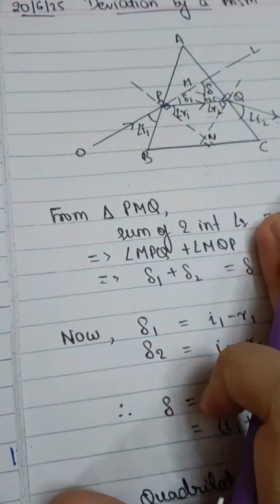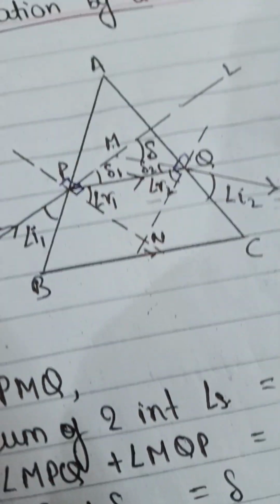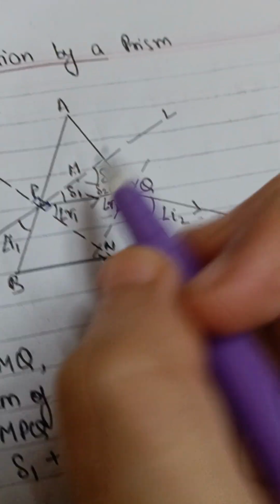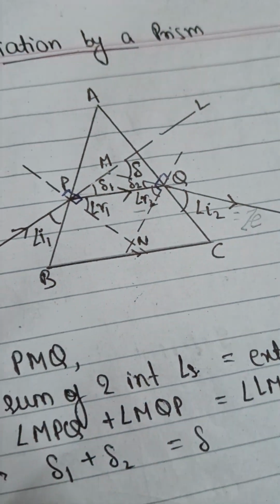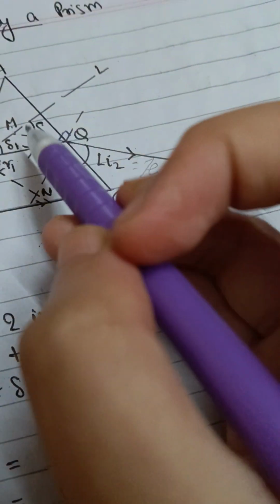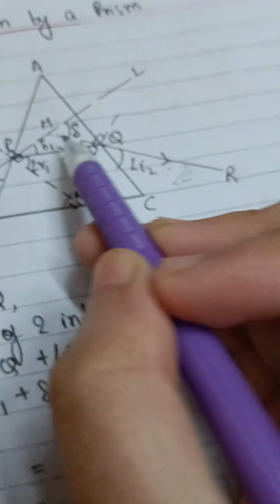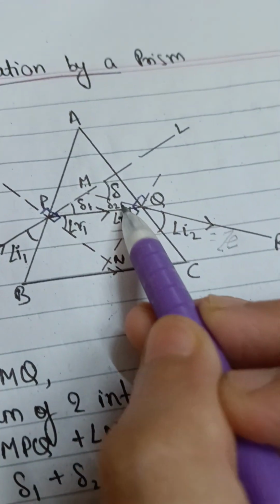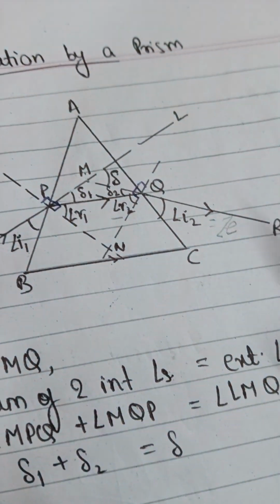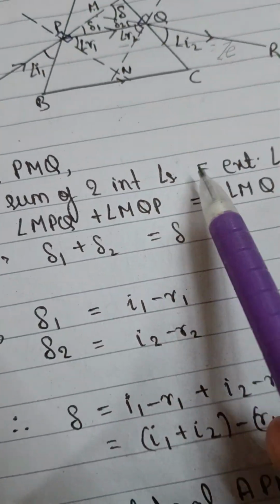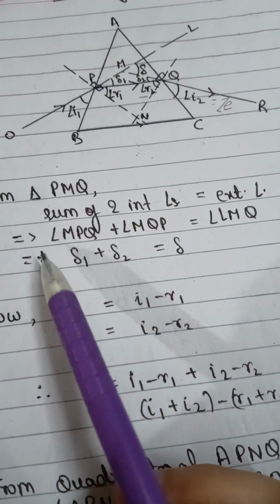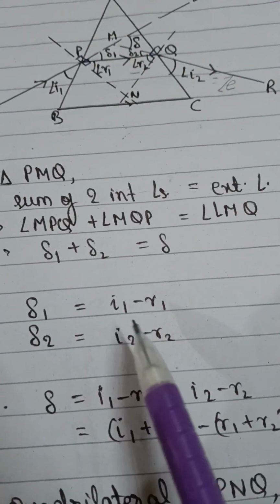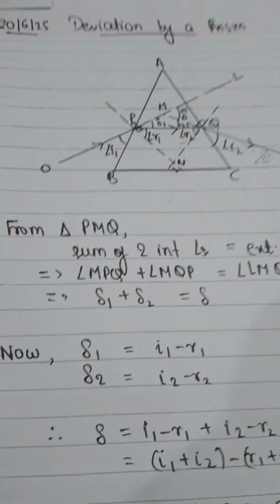Now the solving part comes from triangle PMQ. Which is the triangle PMQ? This is the triangle PMQ. In this triangle, we can calculate this angle. You apply the theorem that the exterior angle is equal to the sum of the interior opposite angles. These are the two interior opposite angles, so the sum of these two is this angle. So that's what I have written: sum of two interior angles equals the exterior angle. I have written the names of the angles, but you don't have to write them, considering they're named in the diagram. You can directly say deviation 1 plus deviation 2 is equal to deviation.